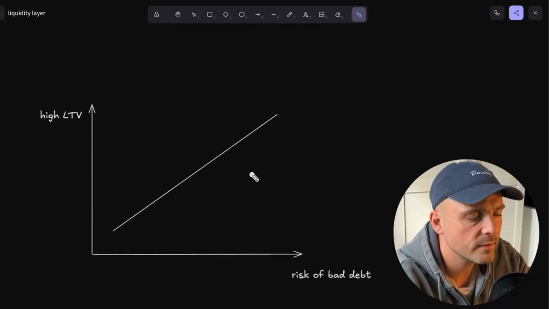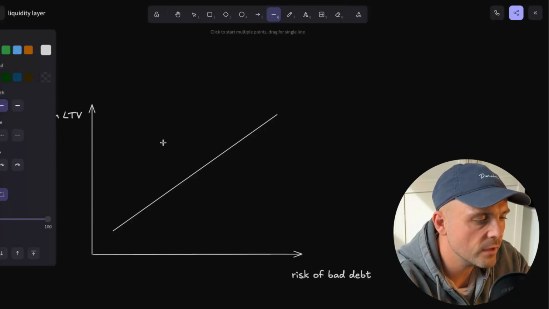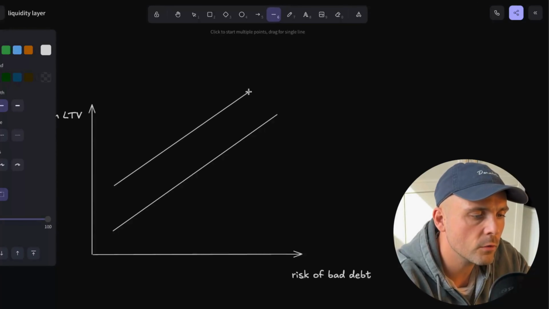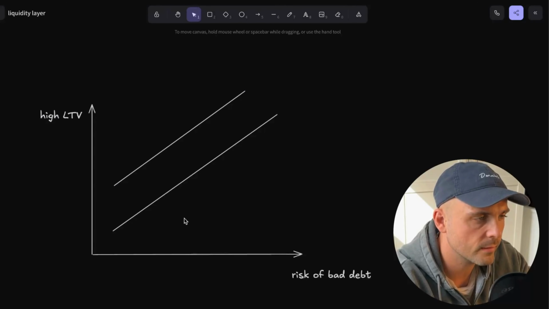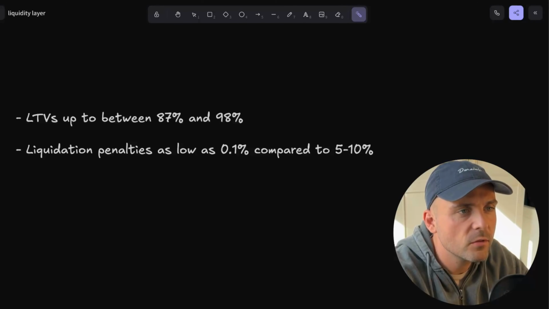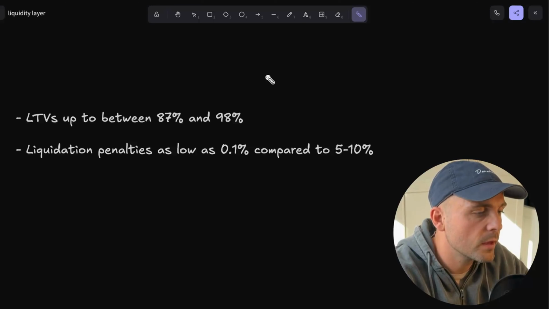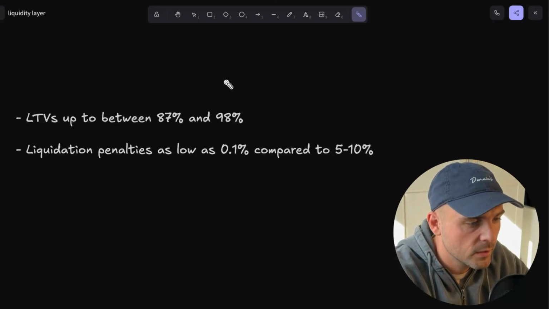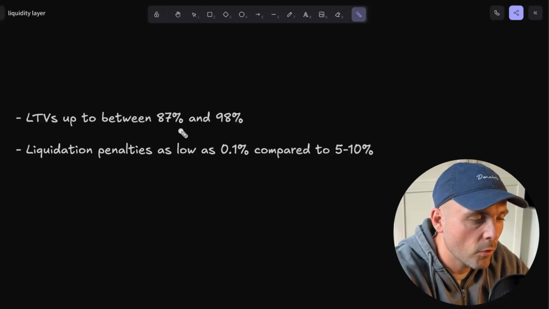Well, Fluid Vault essentially challenges this trade-off with a very novel and efficient liquidation engine that allows it to offer higher loan-to-value ratios given a certain risk of bad debt. Before we dive into the mechanics of this liquidation mechanism, I just want to highlight some numbers to put things into perspective. So currently, Fluid Vault offers loan-to-value ratios of up to 87% for uncorrelated pairs.